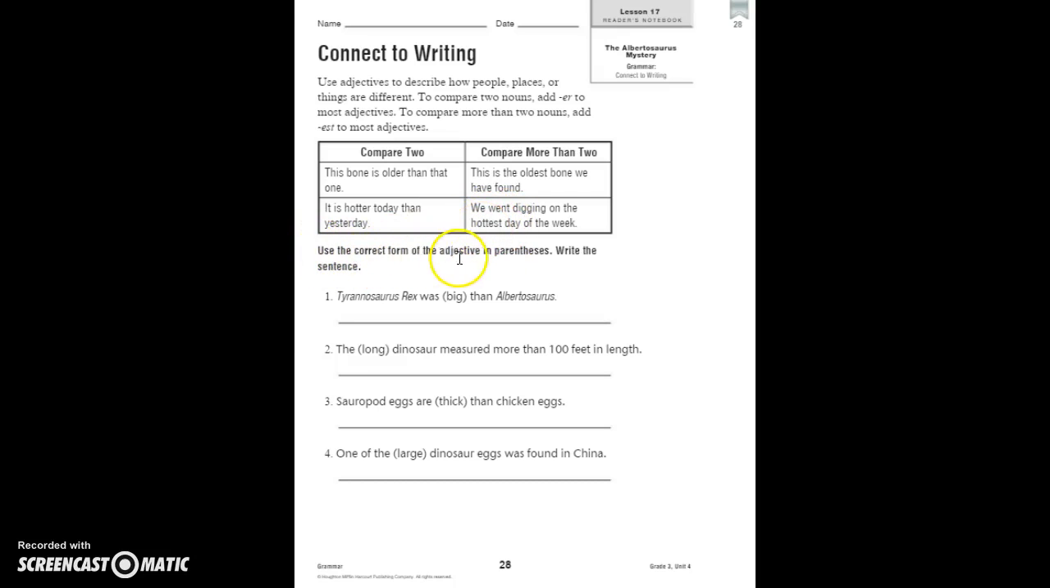Use the correct form of the adjective in parentheses. Write the sentence. So you need to decide if you add er or est to these adjectives in parentheses. You also need to remember when we have a vowel and a consonant, a single vowel and a consonant, that you need to double that last letter. So this will be a great review of all the things that we've learned with our grammar.